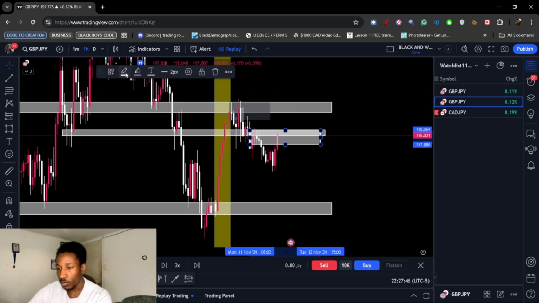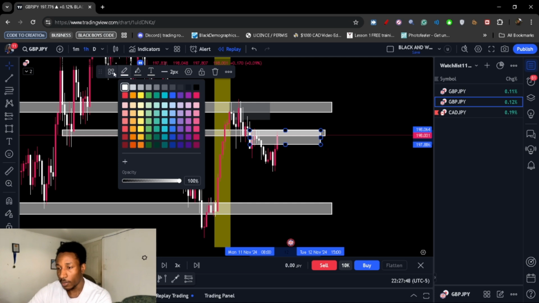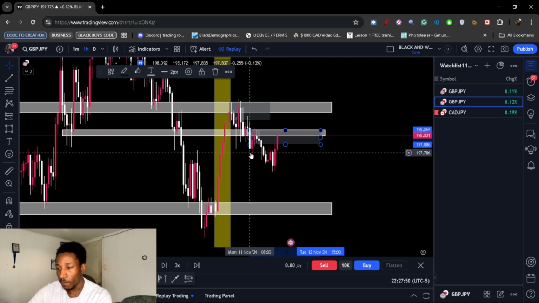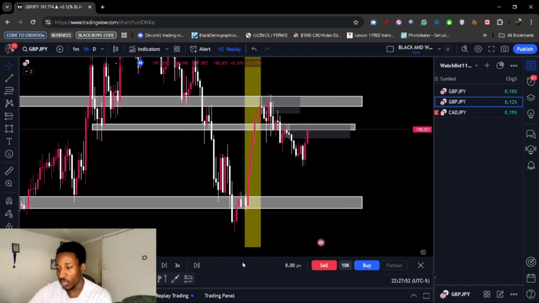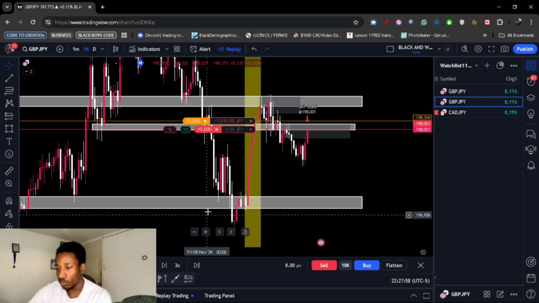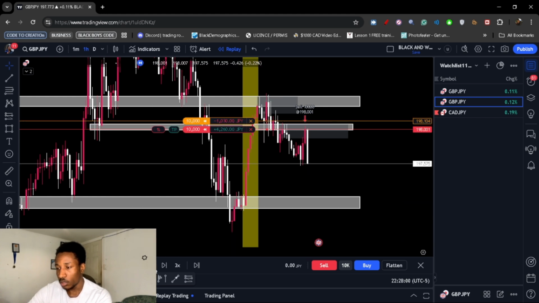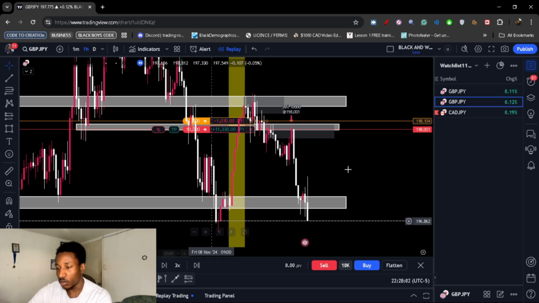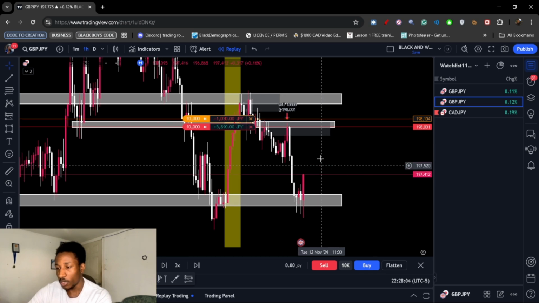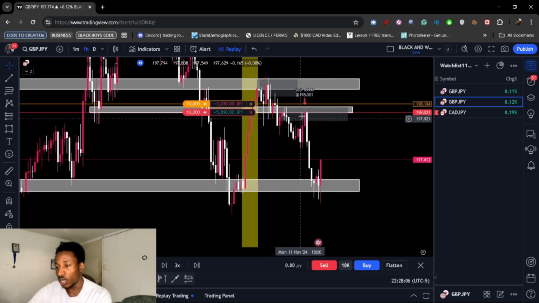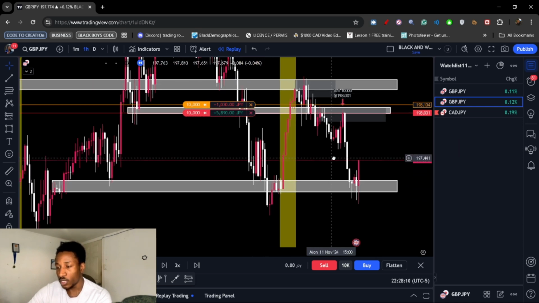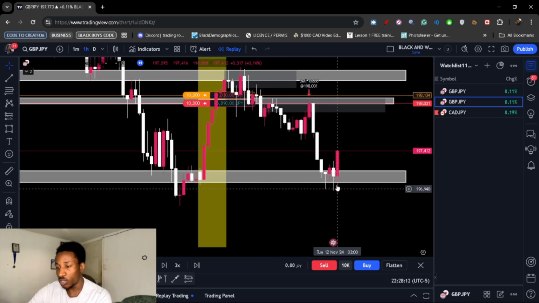Boom, like that. And as you can see, price now gave us this entry. So if we had sold here, stop loss above the doji, boom, it would have been a good sell, right? So something like this would have been a good sell. Now notice our TP is this next area of interest.